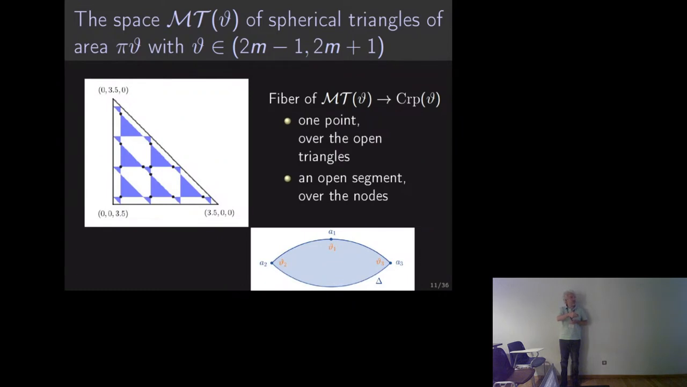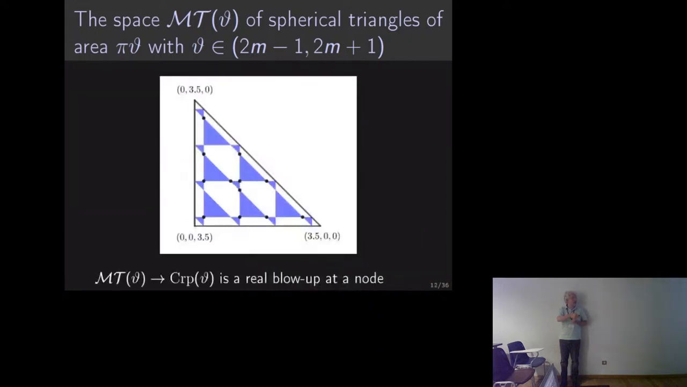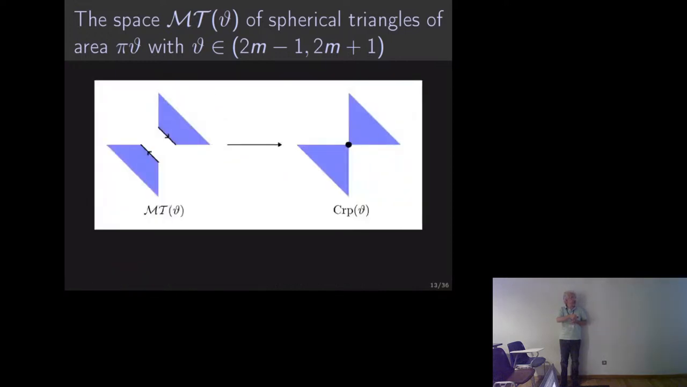So how does this space of triangles look? It almost looks like this, but on the black dots there is a blow up. Here is the carpet with this black dot. Actually, the shape of the space of triangles is a real blow-up, but the gluing is not the obvious one. It's gluing like in the projective space. So we're gluing this with this in the other direction.